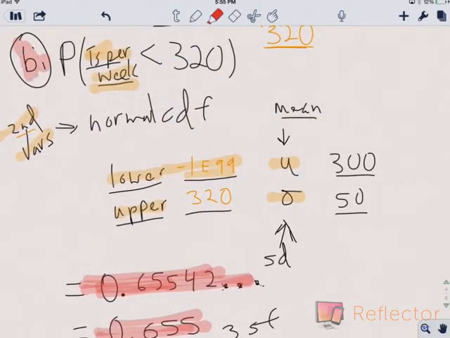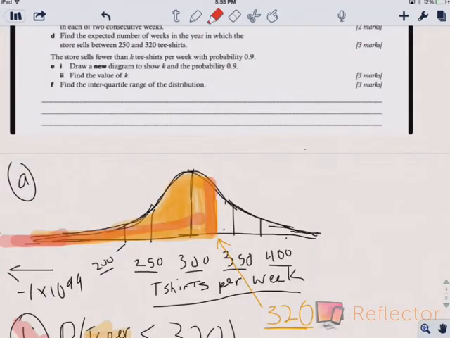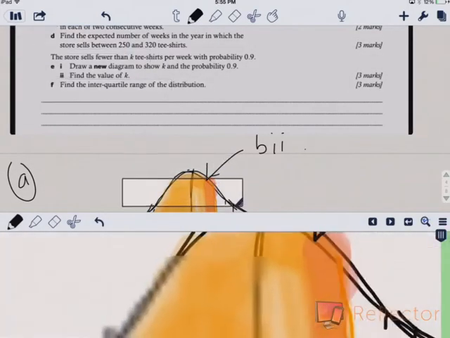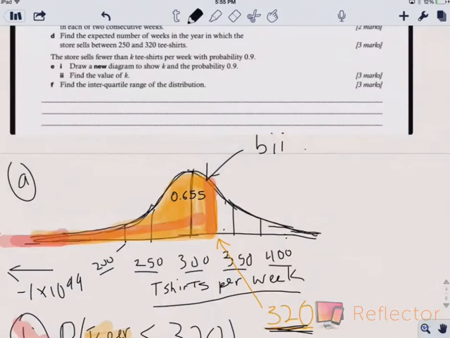Now we still haven't finished B2, because we're meant to be showing the probability on this diagram. So far we have successfully labeled the 320 and shaded it, but we also have to label the probability. So let's do that: 0.655. Now our answer for B2 is complete.